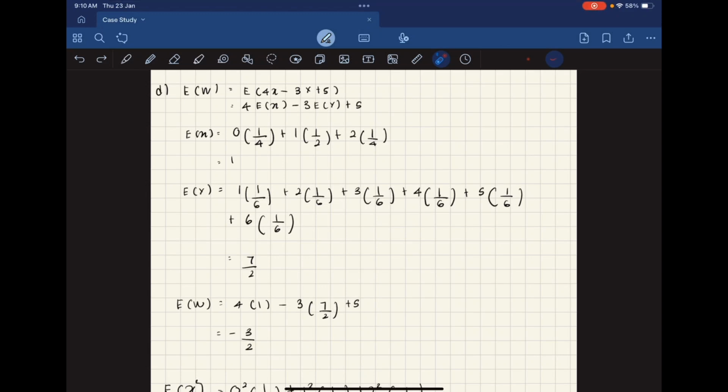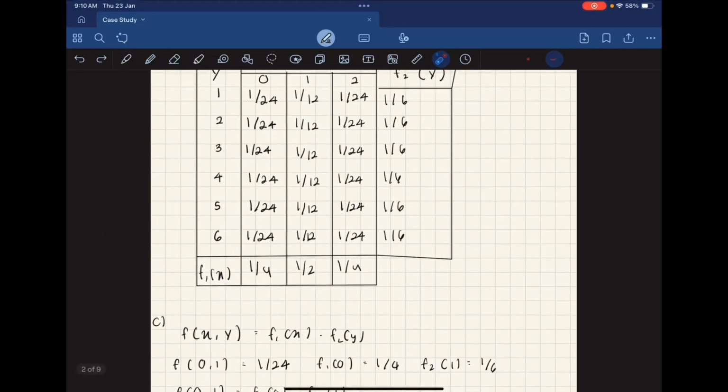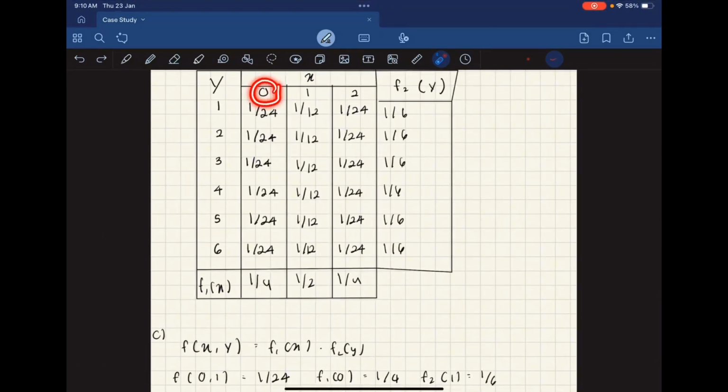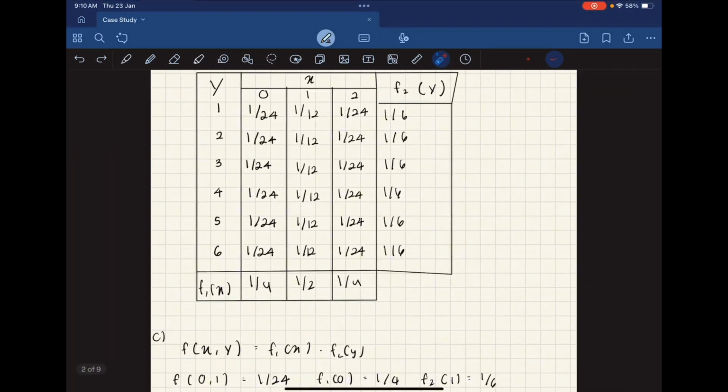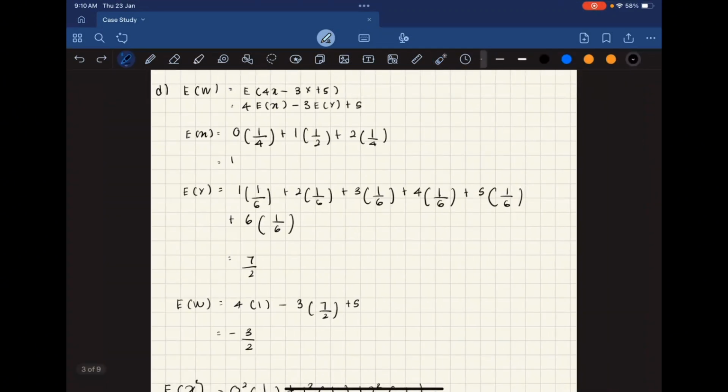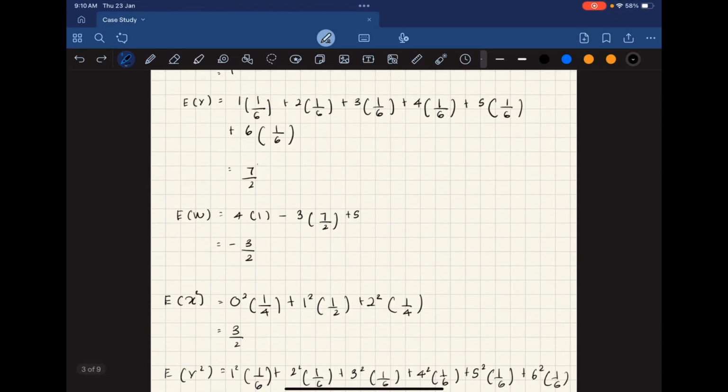by the probability, which is f1(x). So for E(X), you multiply this one and this one, same for the next one and so on, and then you total it up, and for E(X) we get 1. For E(Y) it is also the same: we total up the y values multiplied by f2(y), which is 1 over 6. You do the same and total up all of it, then you will get 7 over 2.